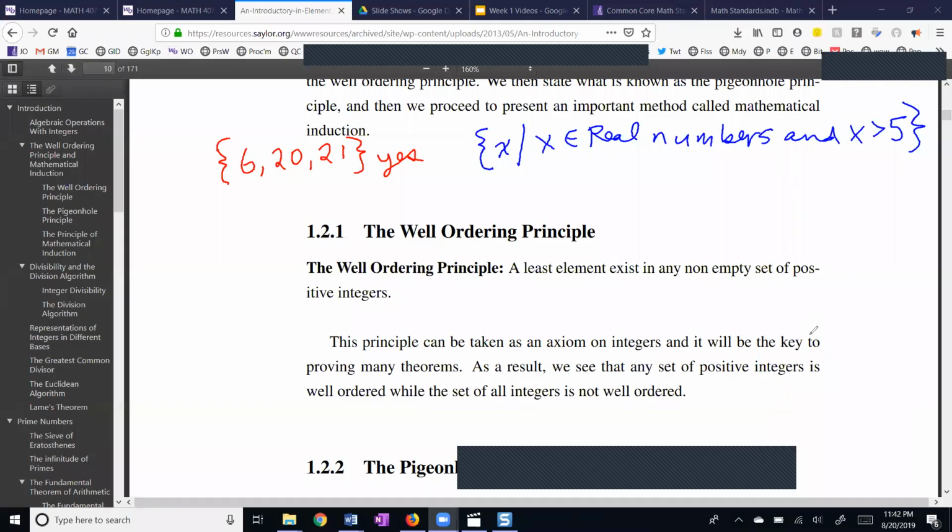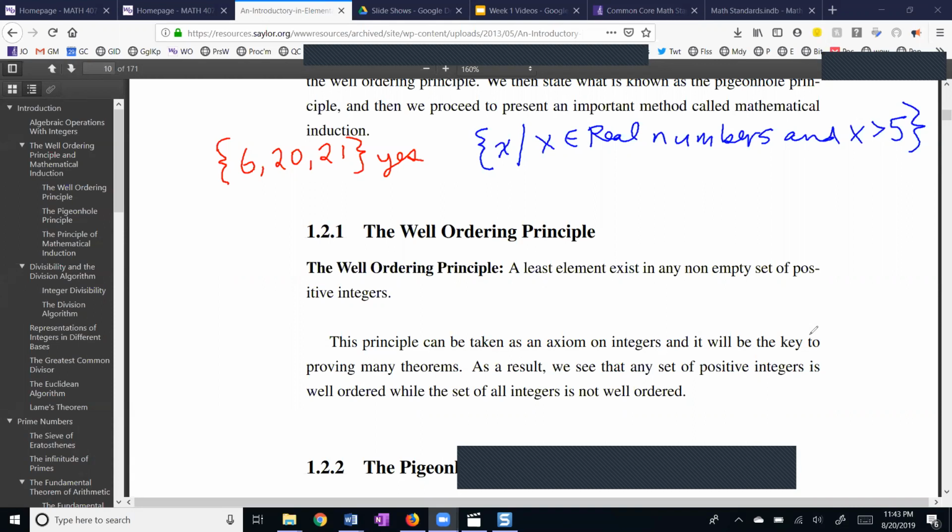Now let's take a look at this set. And I need to explain the set builder notation if you don't remember how this works from college algebra. This is the set of all x such that x is an element of the real numbers and x is greater than 5. The symbol means belongs to or is an element of. The vertical line in this situation is a divider between the x and the description of x.